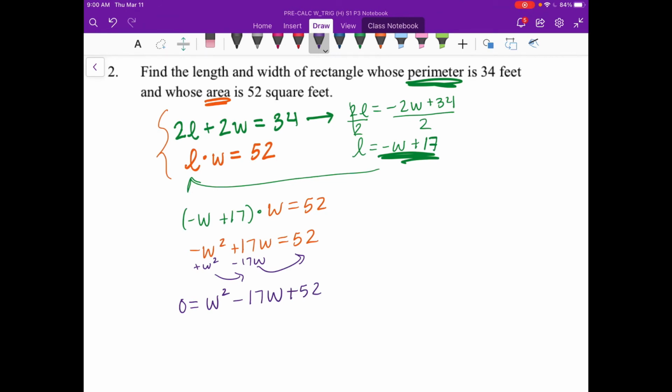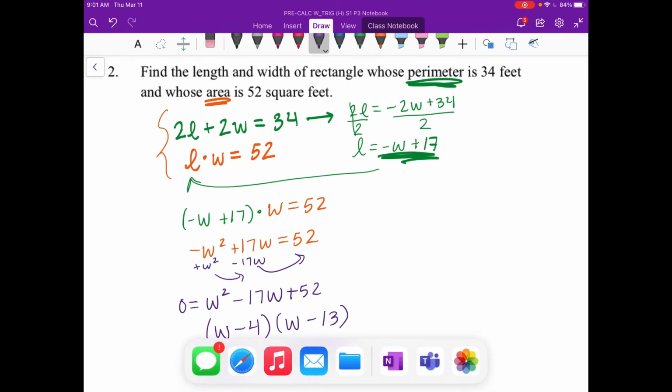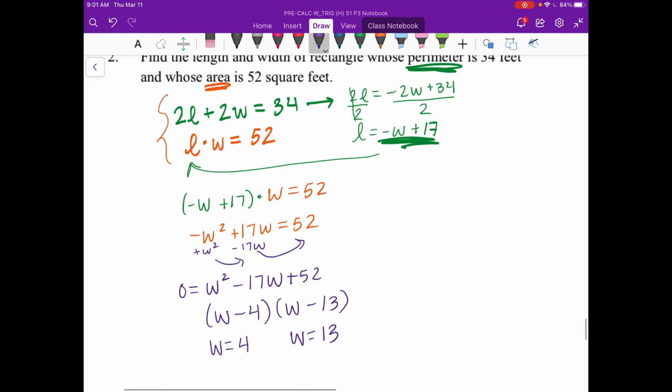So what two numbers multiply to 52 but add up to a negative 17? Hopefully you're thinking negative 4 and negative 13. So I can factor this out to (W minus 4)(W minus 13). Set these equal to 0, and I get widths of 4 and 13. So we're saying that there's a potential width of 4 and 13. I could go back and substitute to figure out what my length would be. Okay, this is going to be a quick check because if you think about it, they're going to be the opposite number, but we can still check.